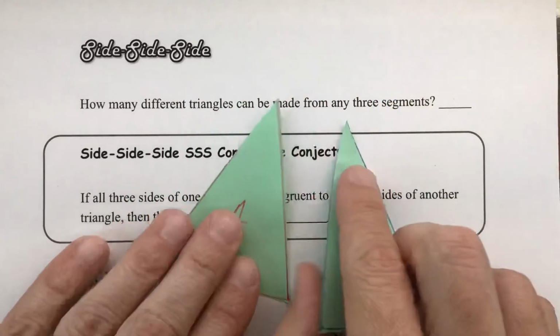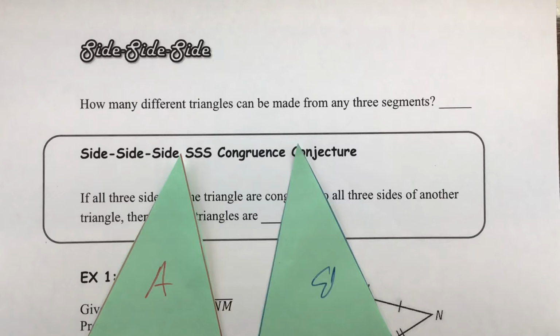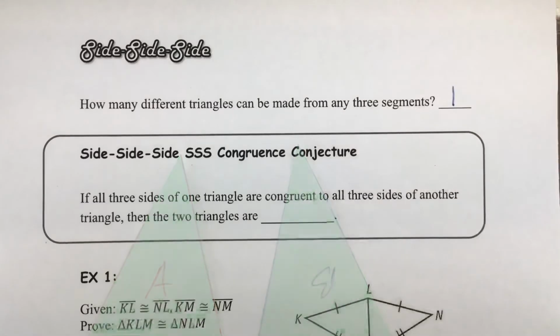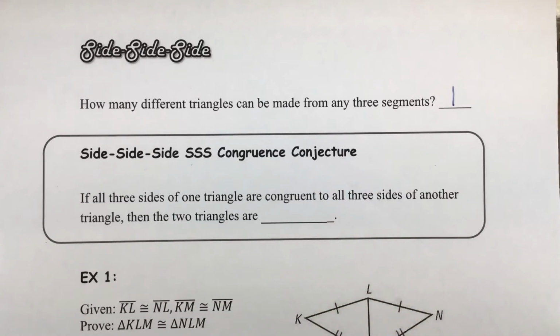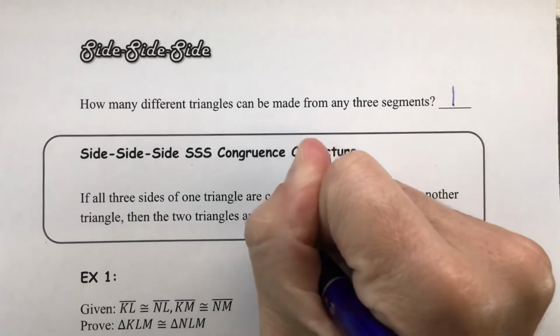All right, so given any 3 segments, if you're provided 3 segments and you're asked how many different triangles can you make from those segments, the answer is going to be 1. All right, so that leads us to the side-side-side or SSS congruence conjecture. If all 3 sides of one triangle are congruent to all 3 sides of another triangle, the 2 triangles are congruent.